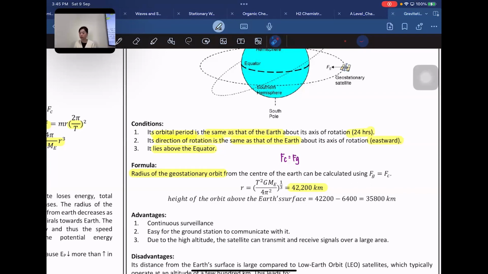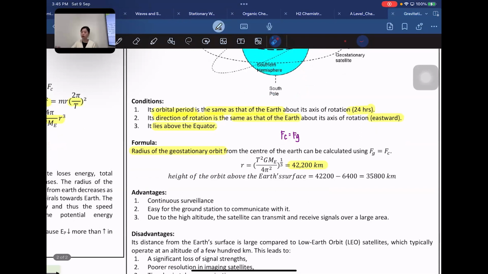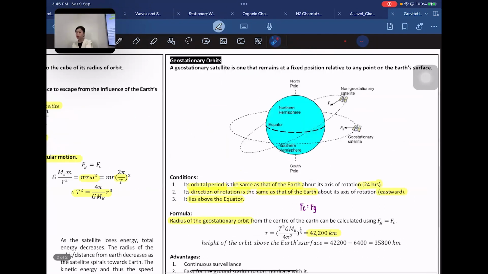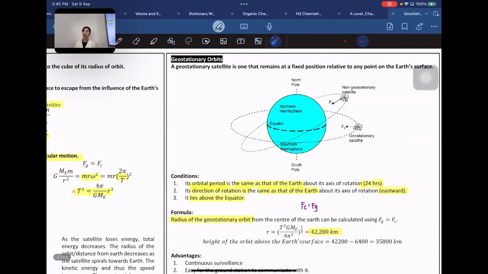Understand? Okay. It is also easier for the ground station to communicate with them because, like I said, the ground station is in sync together with the satellite. You won't have this part where you will lose the satellite or it's too fast, then you need to chase after the satellite. Get it? Okay, so this is basically what geostationary orbit is about. That's where they apply it in questions.